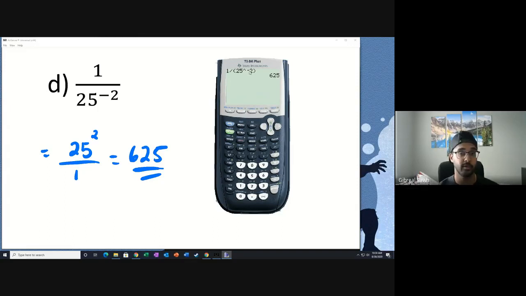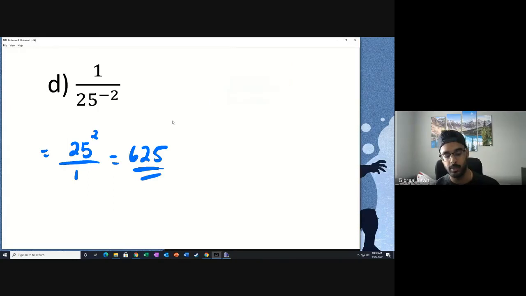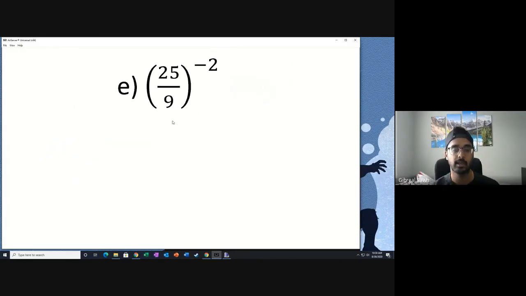So I forgot to put the negative in the first time, which does happen. We do make mistakes. But there you go. It does work out the same way. So 25 squared is the same as that original expression. So you can always try to plug them in your calculator to double check you're doing them correctly.